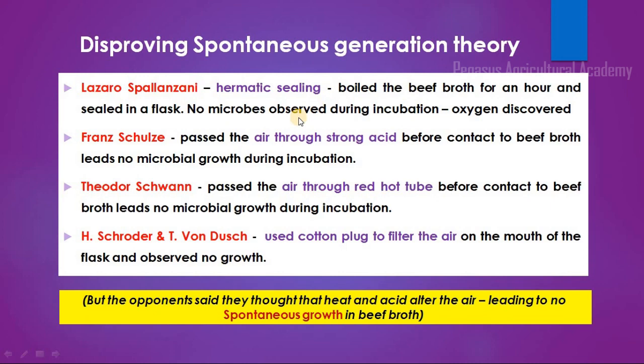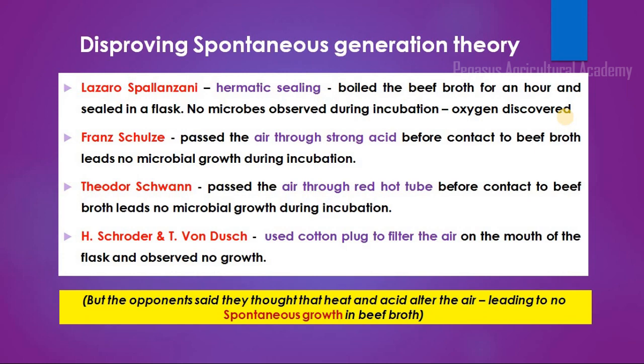But due to his bad luck, at the same time oxygen was discovered, and it was confirmed that oxygen is essential for living organisms. So the supporters of the spontaneous generation theory said that the experiment lacked oxygen, because he sealed the flask completely so that no oxygen could enter. So Lazzaro Spallanzani's experiment could not completely disprove the spontaneous generation theory.